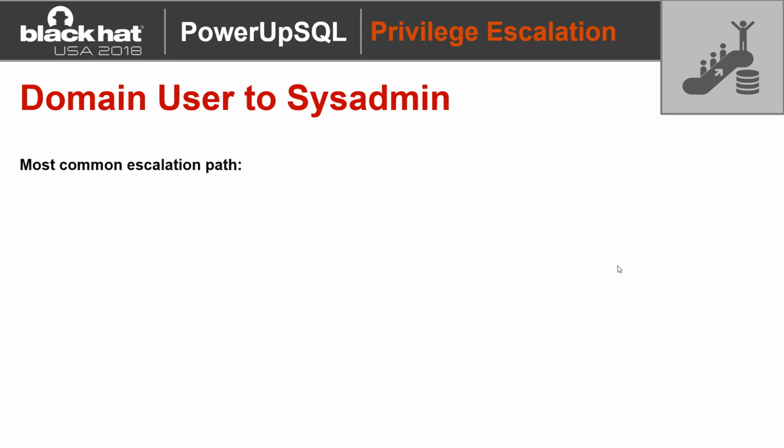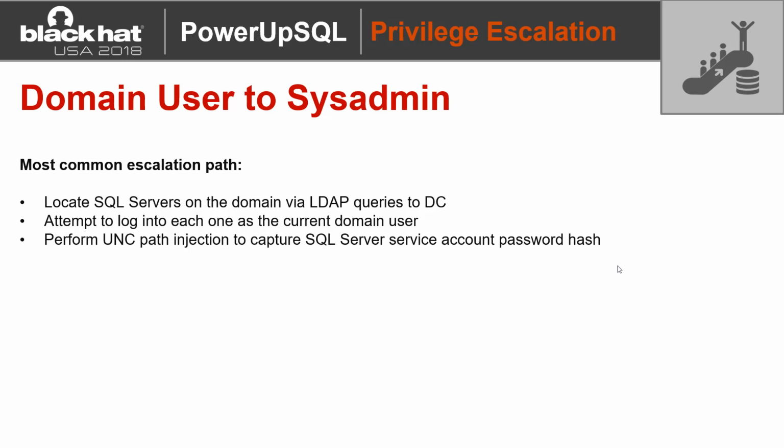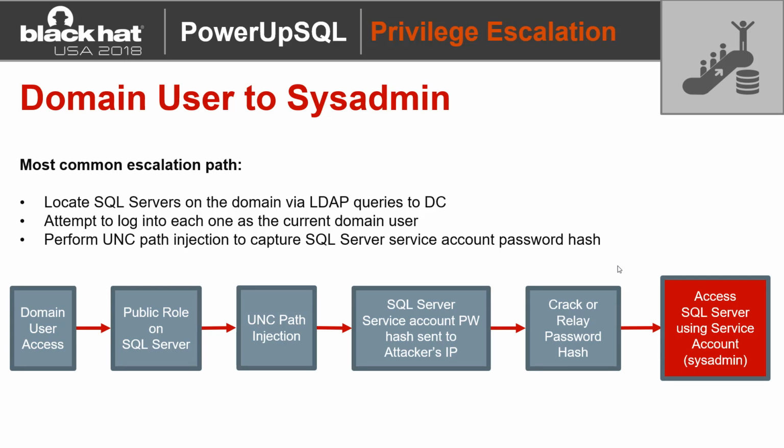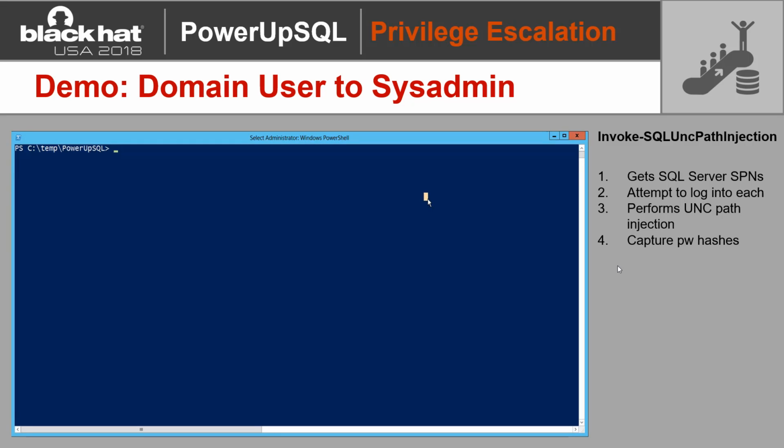All right, so when we've been auditing, we find UNC path injection quite a bit. There's a number of different native SQL Server functions that allow it. From talking to other pen testers, this is the most common escalation path. We locate SQL servers on the domain. We attempt to log into each of them as a domain user, and then we perform the UNC path injection. So it kind of looks like this. And then usually the service account's a local administrator as well. So not only do we take over the SQL server, but we take over the operating system. And very often there are other tie-ins.